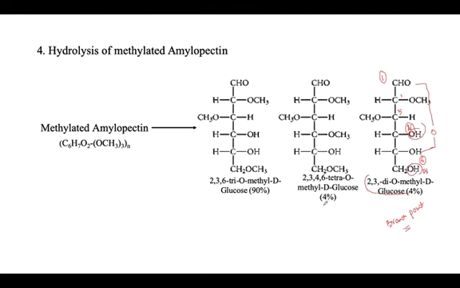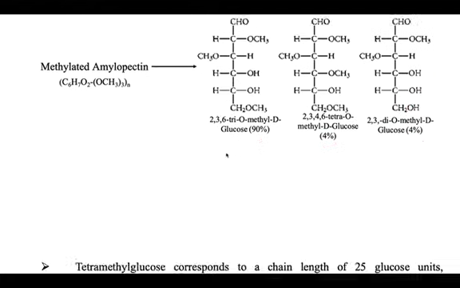Now we can see that equal proportions of 2,3,4,6-tetra-O-methyl D-glucose and 2,3-di-O-methyl D-glucose were obtained. That indicates that each branch point has an end group, a non-reducing end group. With each end group there is a branch point. Now 2,3,6-tri-O-methyl D-glucose again shows that the linkage present is a 1,4 linkage. From this we can say that tetramethyl glucose corresponds to a chain length of 25 glucose units.